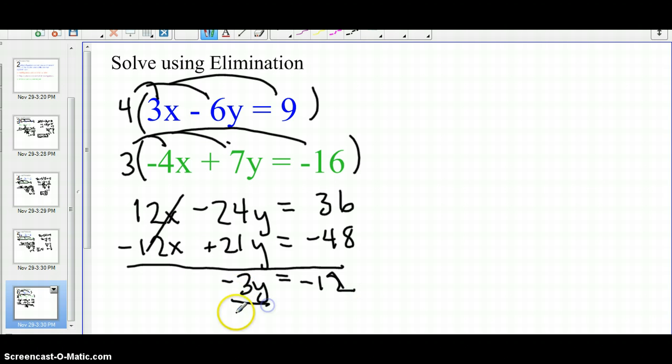Divide each side by negative 3. So y equals 4. Now take 4, plug it in for y to one of the first two equations, or you can plug it into the second two that you've changed. Now granted, you'll have bigger numbers there, so I would plug it into one of the first two original equations. I'm just going to pick the first one. It doesn't matter which equation I would have picked.